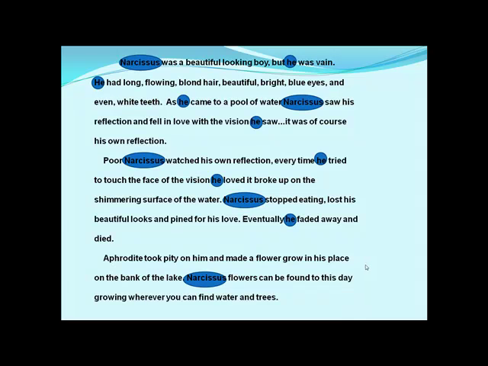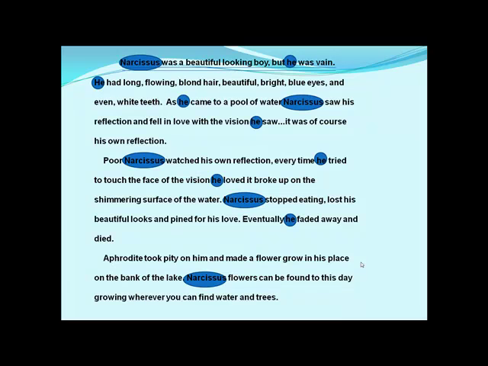The second step is to find the conflict or the main idea and to double underline it. Well, in this case, the conflict is the very first sentence. Narcissus was a beautiful-looking boy, but he was vain. If you're vain, you are arrogant. You think you're all that and a bag of chips. And that is a conflict, because people who think that way about themselves don't have very many friends, and it gets them into trouble. So there's our conflict, or our main idea.